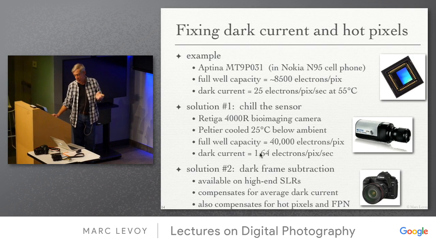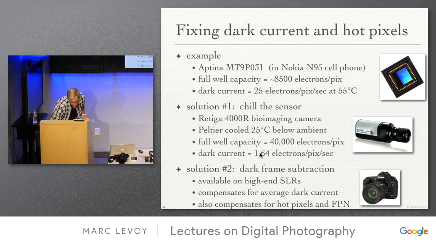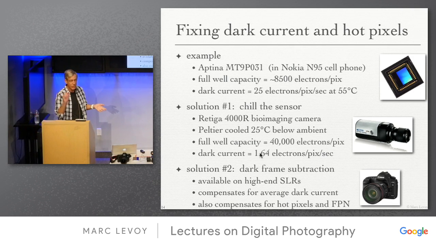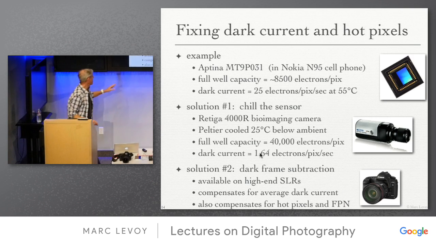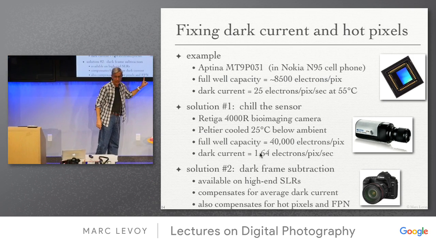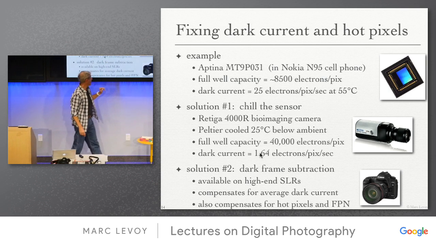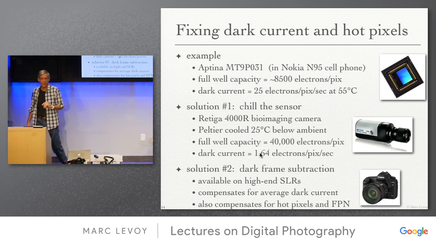So another solution is image processing. Not for the dark current, but for the hot pixels. Oh, sorry, this also compensates for fixed pattern noise. I'll talk about that in just a moment. So another solution for hot pixels and fixed pattern noise is to accumulate beforehand.